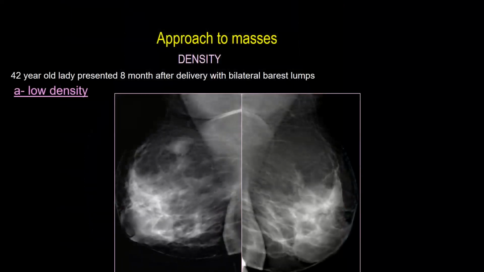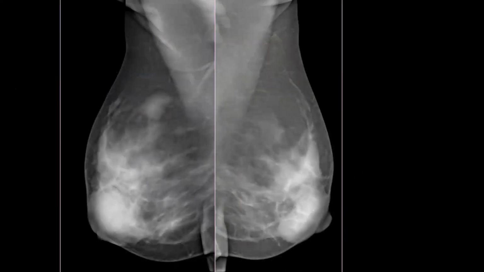Can you see? Look at this image, and this is the follow-up. So now, if you compare it with the density of the parenchyma, it is equal density. Excellent. It became equal. So galactoceles can be lucent, can be low, can be equal. You see, there are variations. It depends on the component of the galactocele.